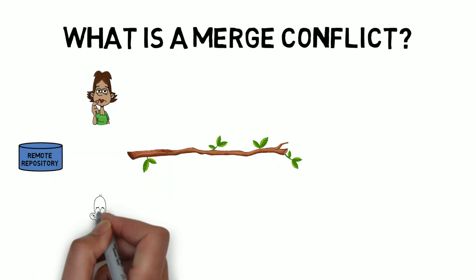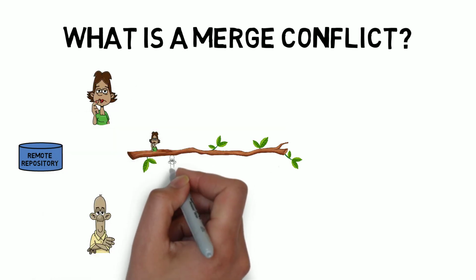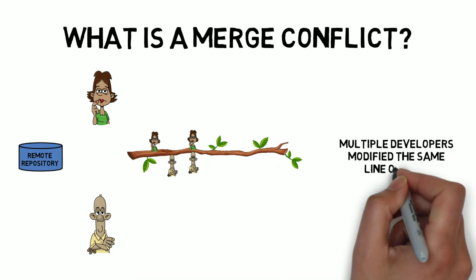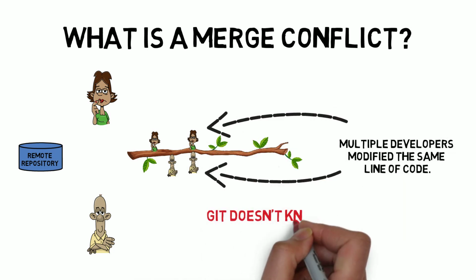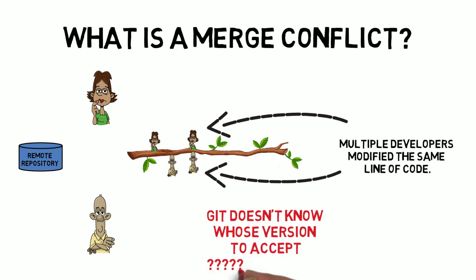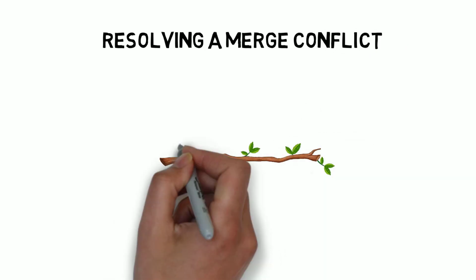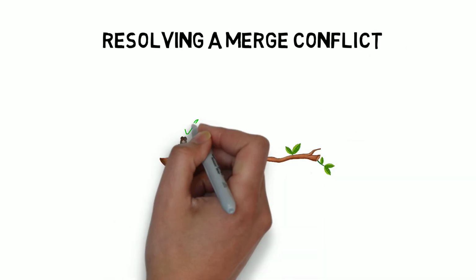When multiple people are committing code to the same branch, there is potential for their code to conflict. That is, multiple engineers modified the same line of code and Git doesn't know which is the correct version. This is a merge conflict. To resolve it, the engineers must look at each line of code that is in conflict and determine whose code should go into the codebase.